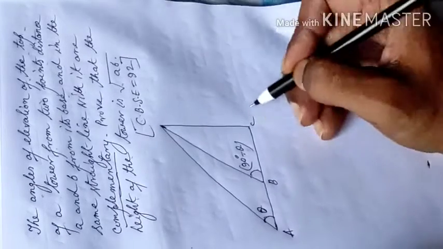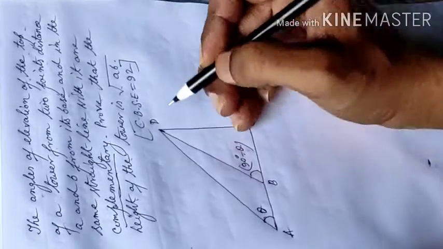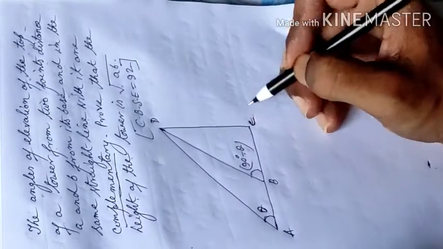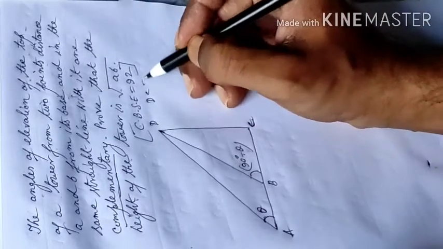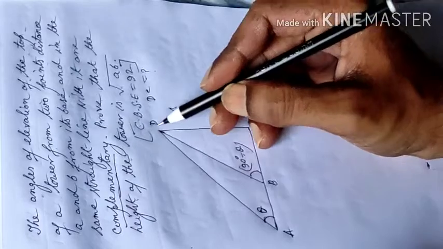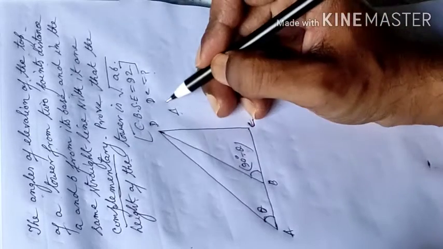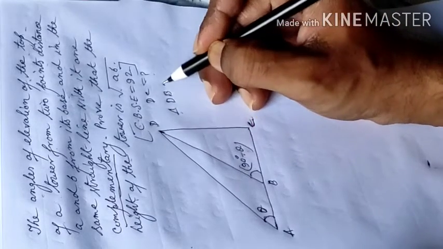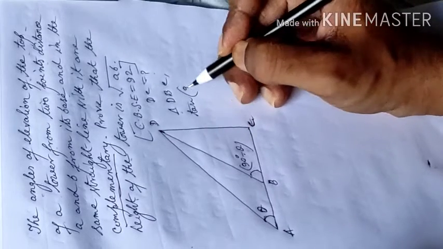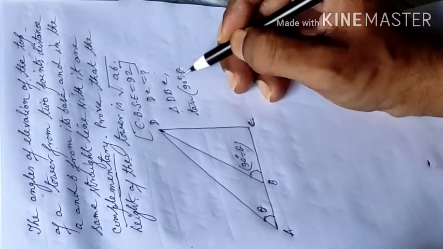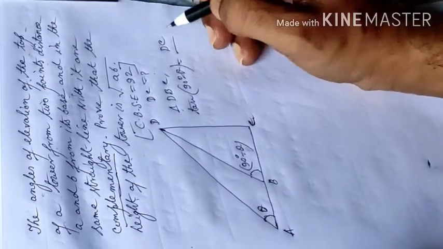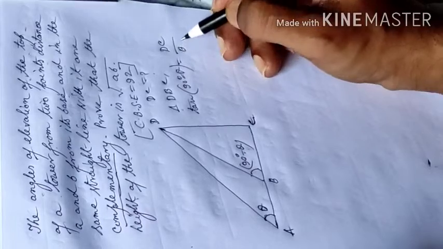So A, B, C, suppose D. The height of the tower will be DC. You have to find out what is the value of DC. DC is equal to what? In right angle triangle DBC, tan theta, here theta means 90 degree minus theta, is equal to perpendicular, which is DC, the height of the tower, by BC, which is the base.